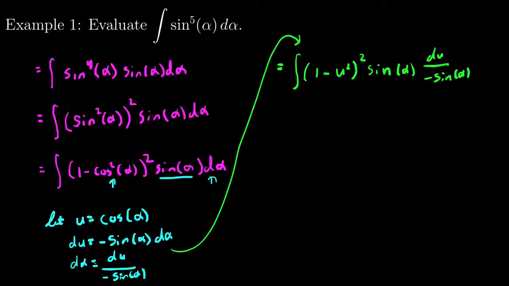I see that the sine alphas cancel. The negative I'm going to bring to the front, so I get negative integral. I'll expand this of 1 minus 2u squared plus u to the fourth. That's just expanding this. Du. And when I take the antiderivative of this, I get a negative.